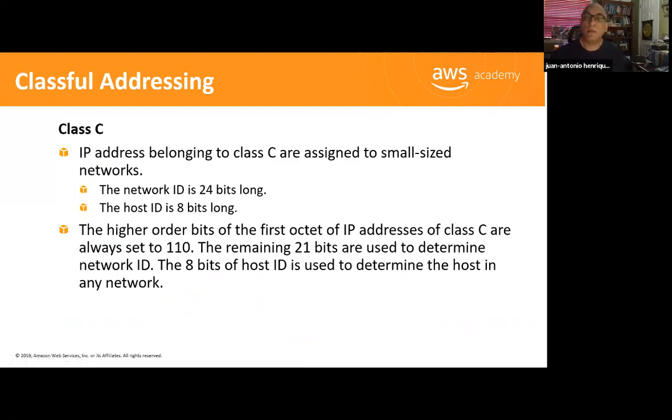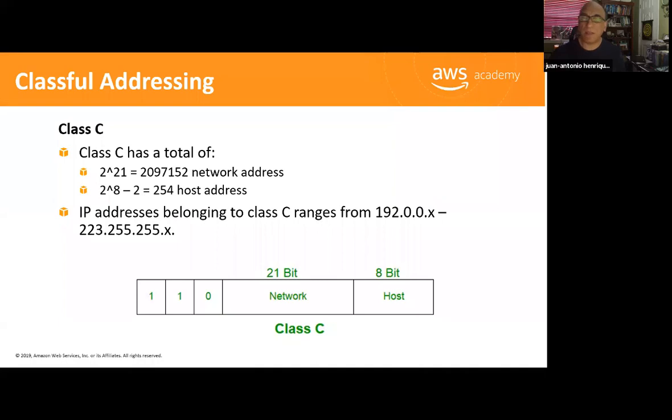Class C, we said that before: the network ID is 24 bits long, the host ID is 8 bits long. In this way of classifying addresses, in a Class C address, the first 3 bits are always 110. So that's the rule. And again, same idea: anything that starts with 192.0.0 indicates that this belongs to a Class C type of address, because in a Class C address, the first 3 bits are always 110.